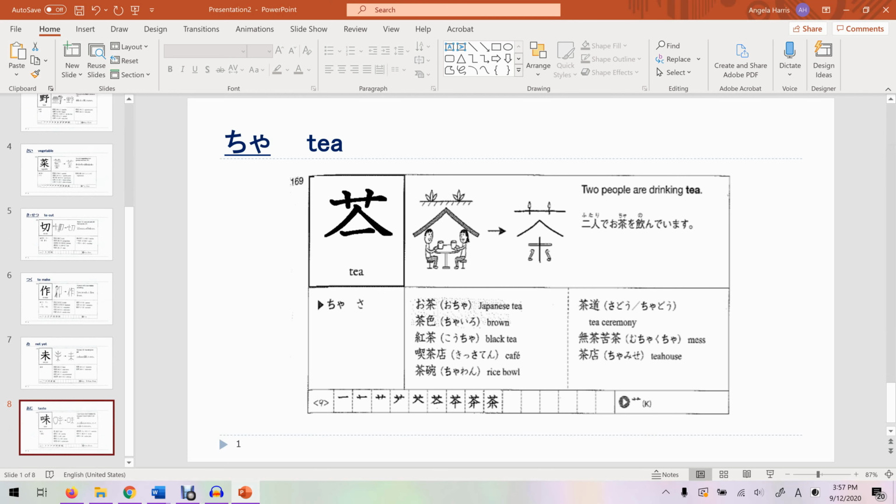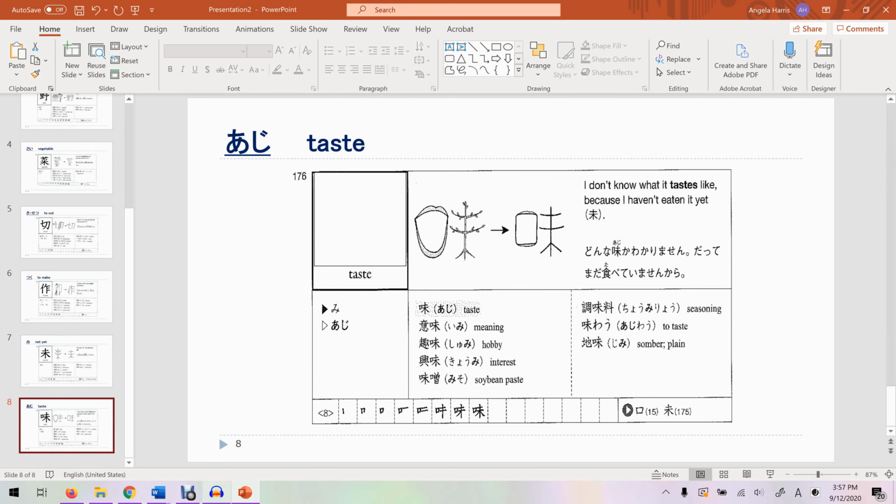And that is all the kanji for chapter 14. Make sure that you practice both reading and writing the kanji so that you can be sure to retain them long term.